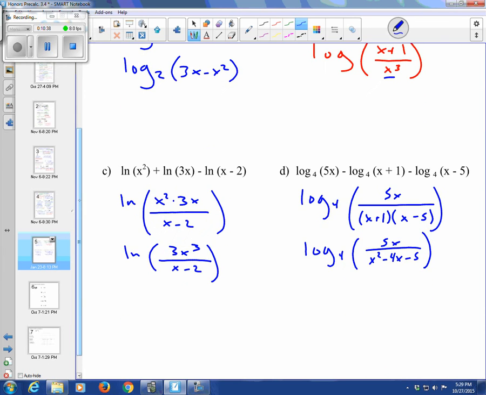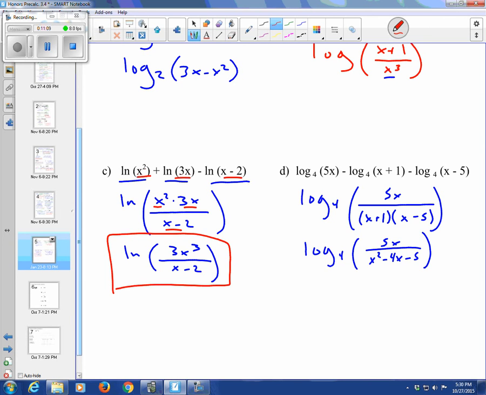Okay. With c, we've got two positive natural logs and a negative natural log. So what we can think is what's inside those positive natural logs, when we condense, will be multiplied in the numerator, and what's inside the negative natural log will be multiplied in the denominator. So we've got x squared times 3x multiplied in the numerator divided by x minus 2 in the denominator. And that will give us the natural log of 3x cubed divided by x minus 2.